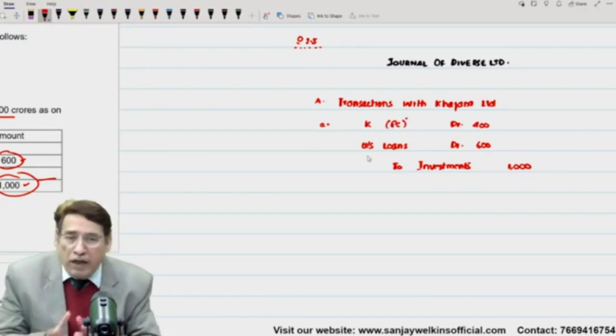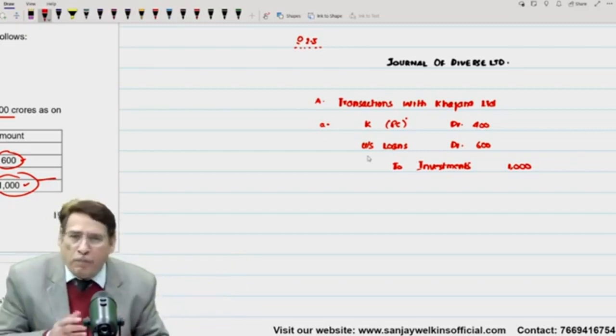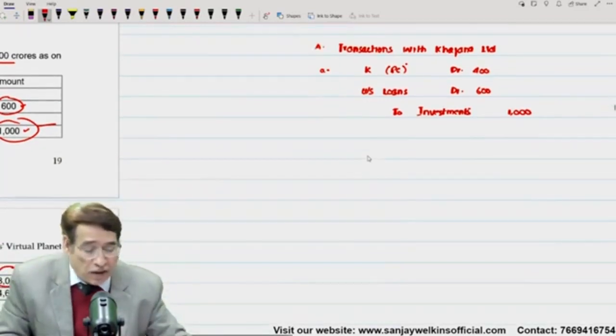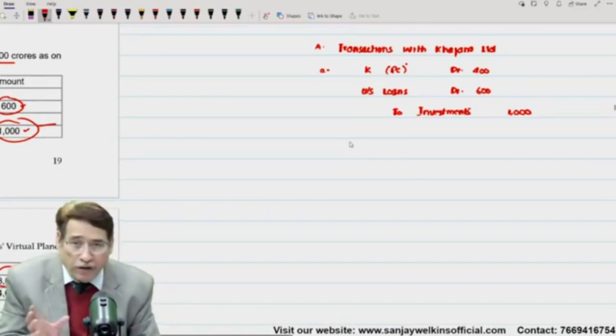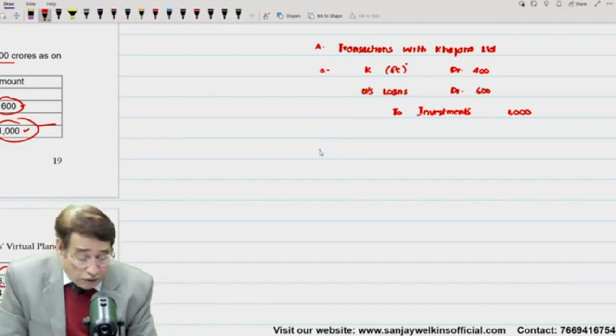Quite obviously, your net assets worth 400 are moving out, so you will ask Khazana Limited to pay you 400. So it means Khazana Limited is supposed to pay you 400 rupees. Is it clear to you up to this particular point? Is it clear to everybody? Okay, now we move over to the next part.